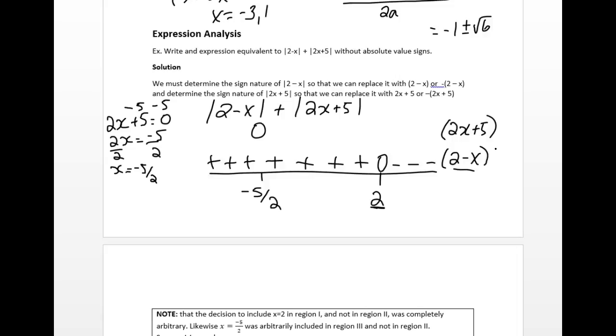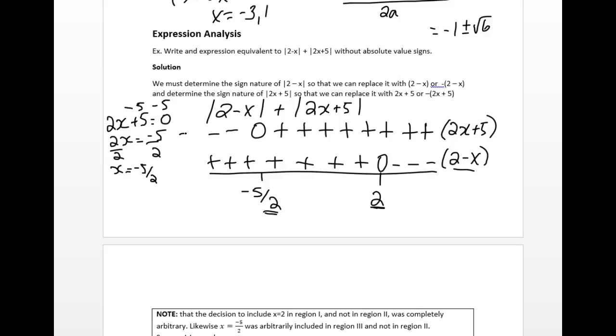Okay, and then in this situation, say we put 0 in because it's greater than negative 5 over 2, we would end up with positives and negatives going this way. So I total them up usually, but I'm going to not do that at this moment. We're going to stop because in an expression analysis, it's done a little bit differently.